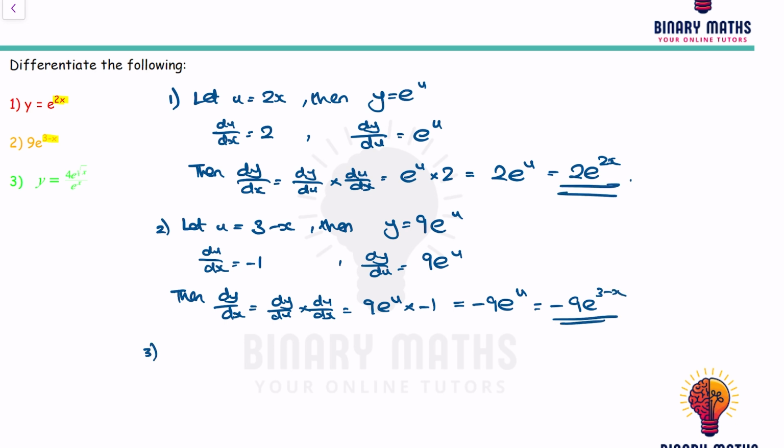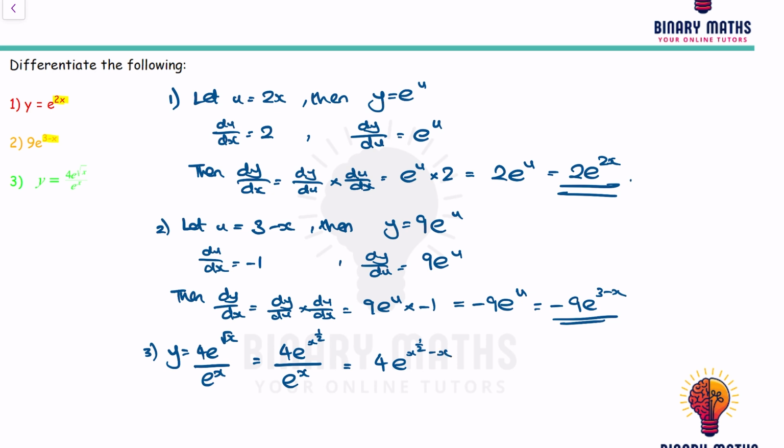Your last example, y is equal to 4 e to the root x over e to the x. Now that is the same thing as writing 4 e to the x to the power of a half divided by e to the power of x. Using the laws of indices, this is the same thing as 4 e to the x to the power of a half minus x.